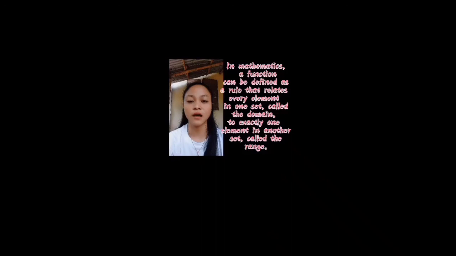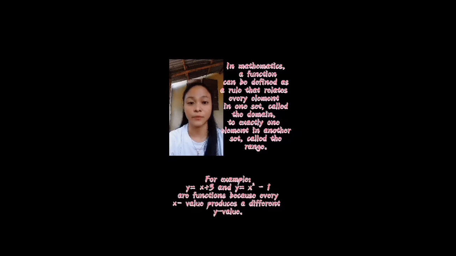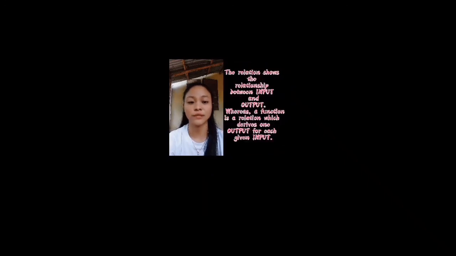In mathematics, a function can be defined as a rule that relates every element in one set, called the domain, to exactly one element in another set, called the range. For example, y equals x plus 3 and y equals x squared minus 1 are functions, because every x value produces a different y value. The relation shows the relationship between input and output, whereas a function is a relation which derives one output for each given input. Note, all functions are relations, but not all relations are functions.